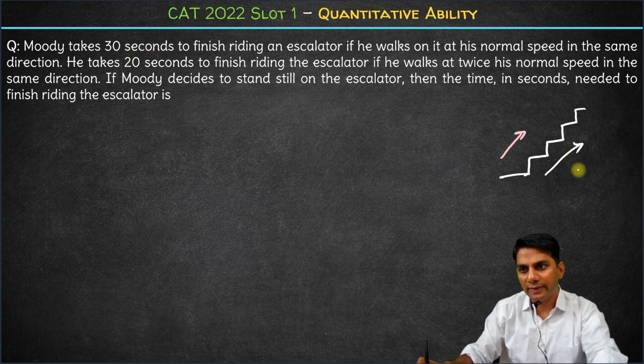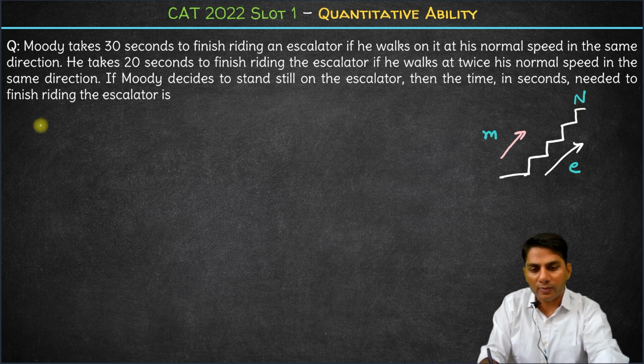So let's say the speed of the escalator is E and Moody's speed is M. Both the speeds are in steps per second. So if Moody is trying to go up on a moving up escalator, he would take 30 seconds. Also, let's assume the number of steps is n.